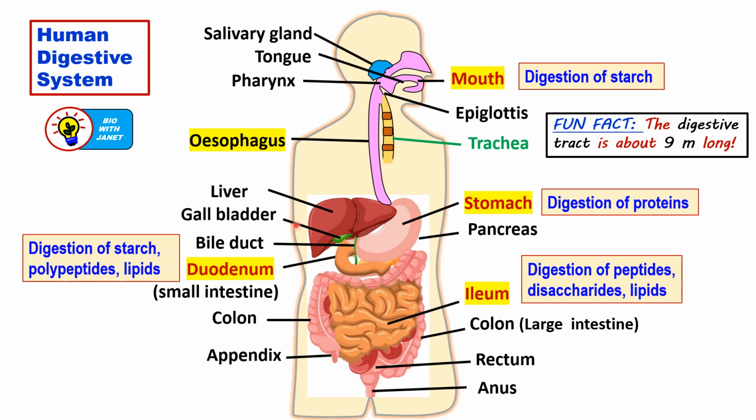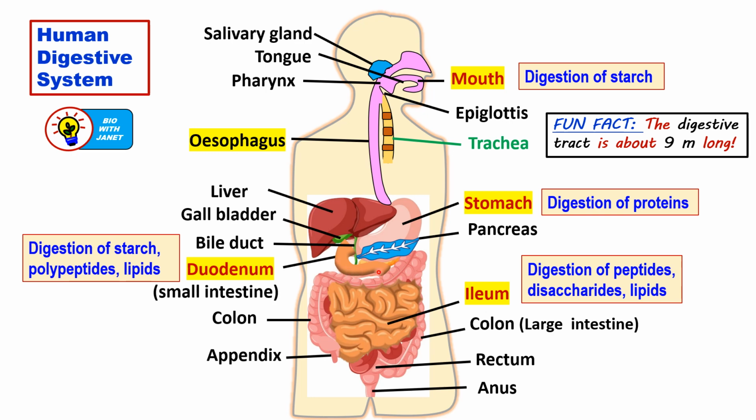And then there's the gallbladder to store the bile. And then there's the pancreas. All right, now the pancreas is hidden behind the stomach. So let me bring it out to the front first. Now the pancreas secretes 3 enzymes that help in the digestion of starch, polypeptides, and lipids. Okay, whereas the liver secretes bile that is stored in the gallbladder, and the bile is to emulsify the lipids.